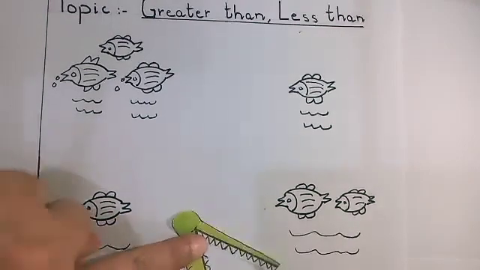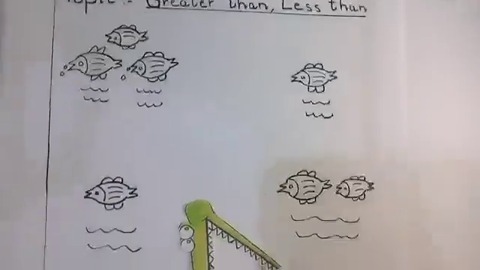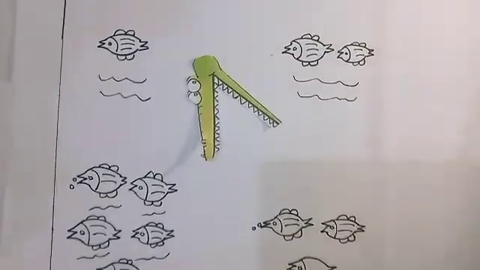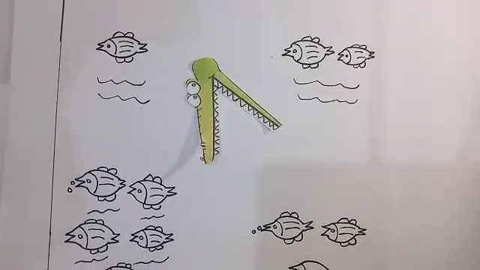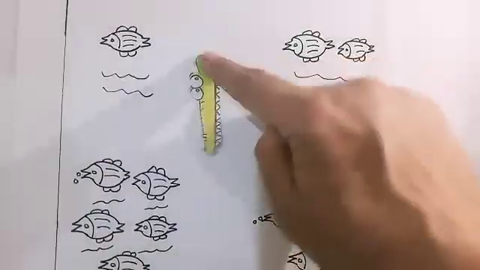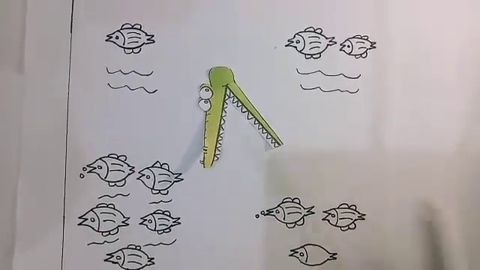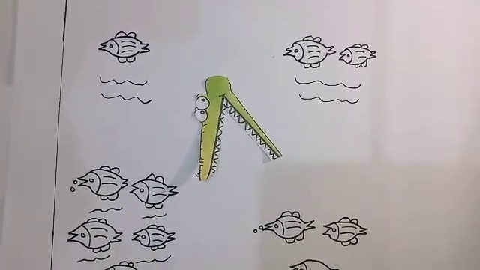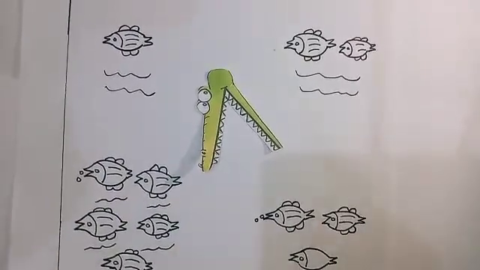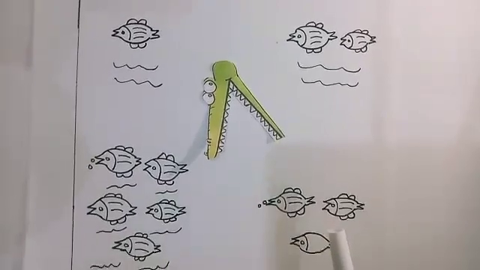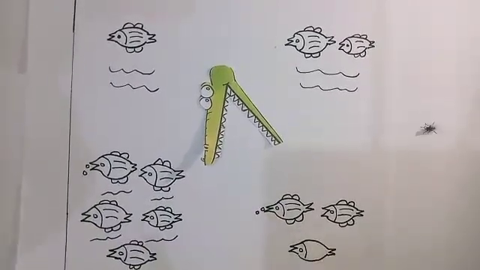Now he is standing here. Look here. What is he finding? Wow! This croc's mouth is looking happy. First of all, students, we will count. We can tell easily. First of all, we will count how many fish on this side and how many fish on the other side we are seeing.